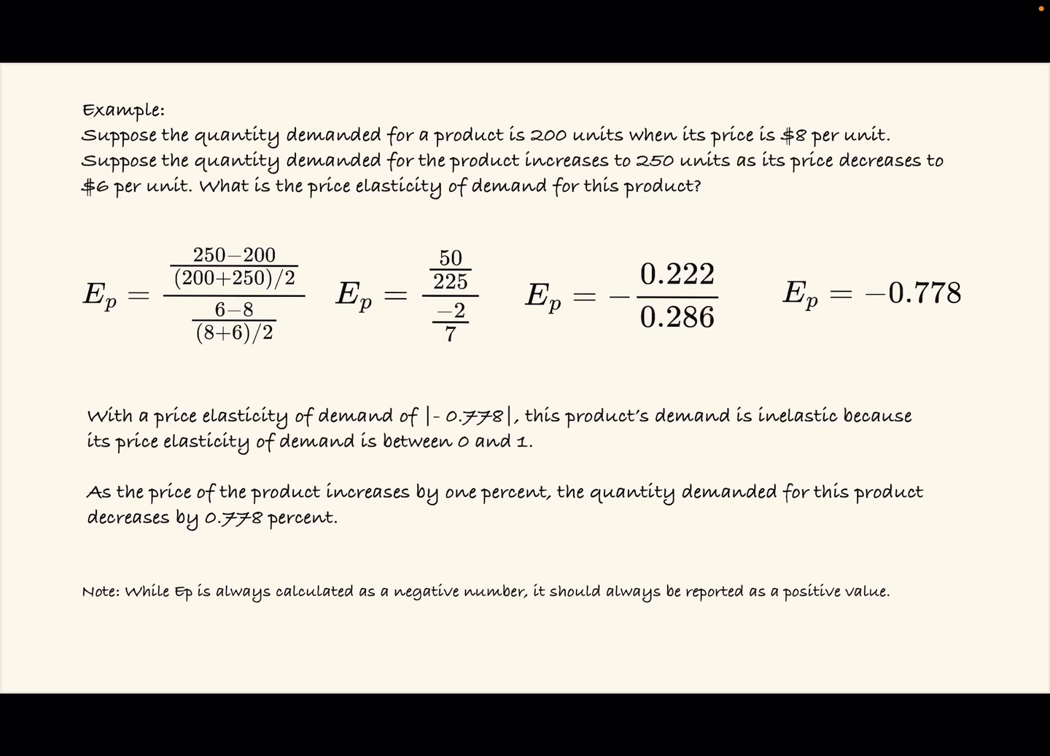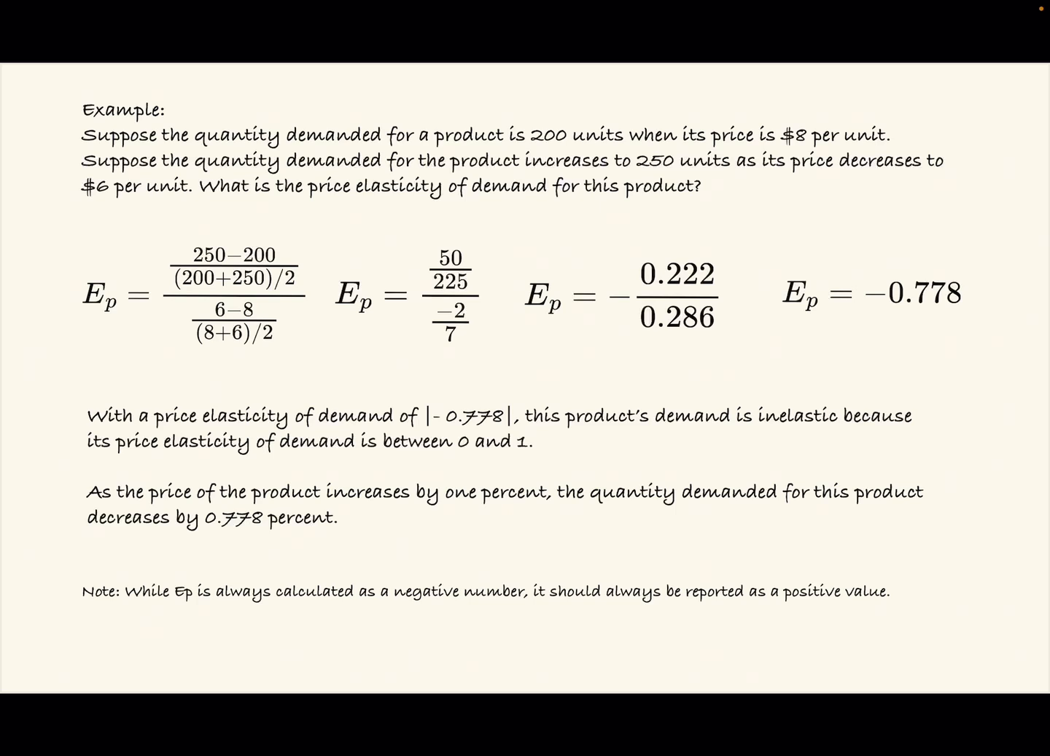Now here is an example question. Suppose the quantity demanded for a product is 200 units, when its price is $8 per unit. Suppose the quantity demanded for the product increases to 250 units as its price decreases to $6 per unit. What is the price elasticity of demand for this product?